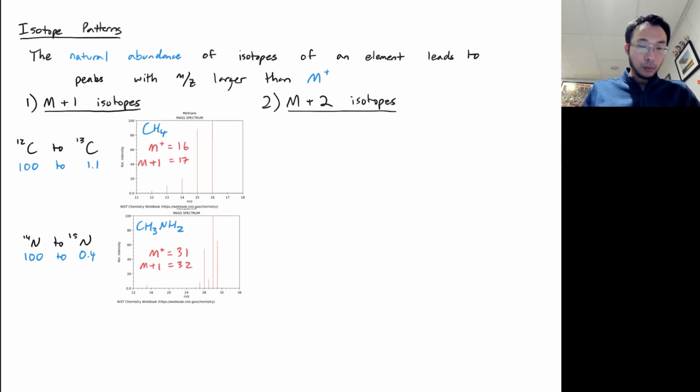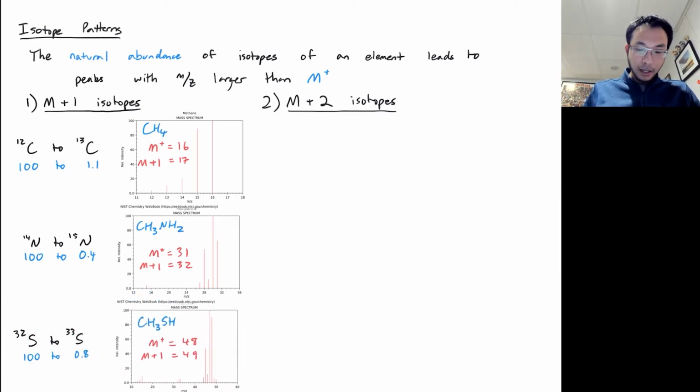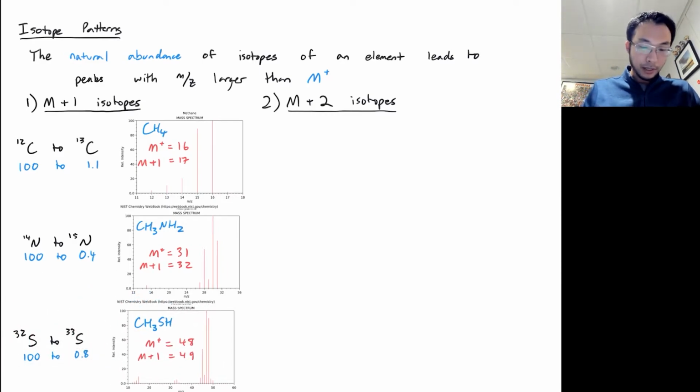The last M+1 isotope that's relevant to organic chemists is for sulfur. So sulfur 32 is in a 100 to 0.8 ratio with sulfur 33. So I'm going to show you some data here. And this one is actually a little bit more visible: there is the molecular ion at 48, nice and tall right here, and then there is a detectable amount, by the eye at least, of signal at m/z equals 49.